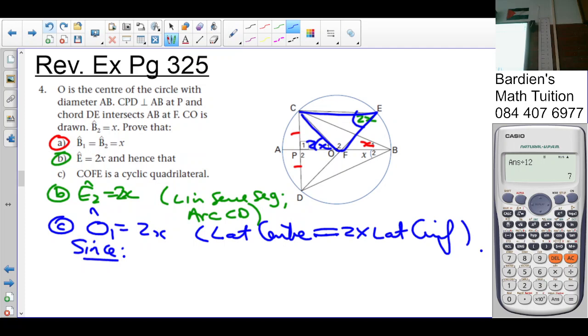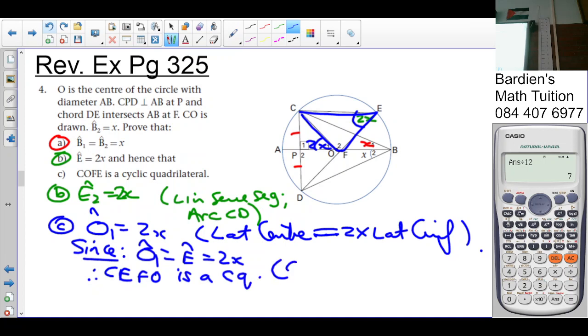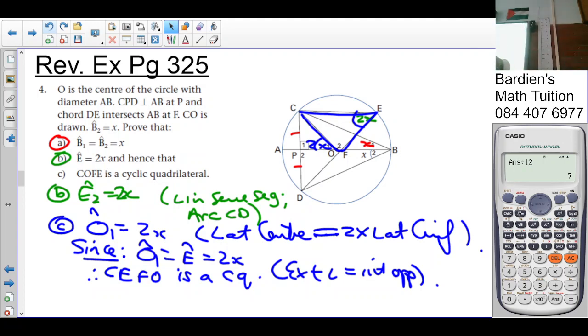Since O1 is equal to angle E, which is equal to 2x, therefore CEFO is a cyclic chord. Why? Because the exterior angle equals the interior opposite. Remember, you are proving it's a cyclic chord, so in our reason we cannot use cyclic chord unless we use the converse.